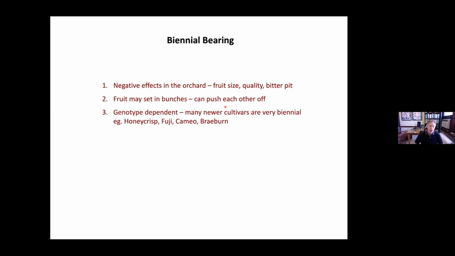Biennial bearing is very genotype dependent, and we just talked about that. Some cultivars tend to be very biennial. In fact, some of the newer high-value cultivars, like Honeycrisp, Fuji, Cameo, Braeburn, tend to be very biennial.